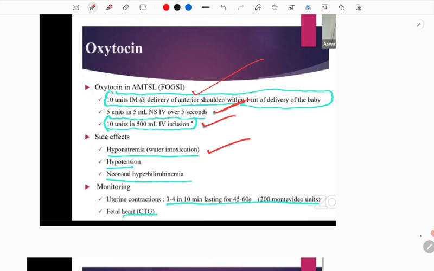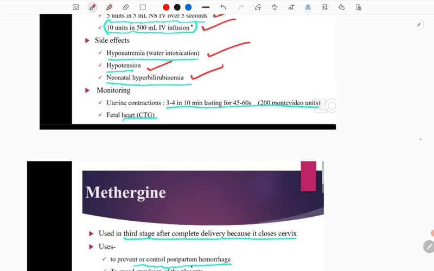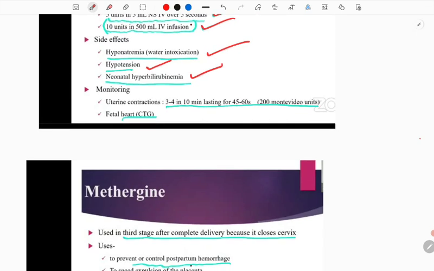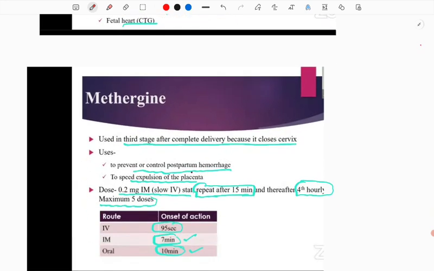Side effects: hyponatremia, water intoxication, hypertension, neonatal hyperbilirubinemia. Monitoring: uterine contractions, 3 to 4 contractions in 10 minutes lasting for 45 to 60 seconds, 200 Montevideo units. Fetal heart rate, CTG has to be monitored.